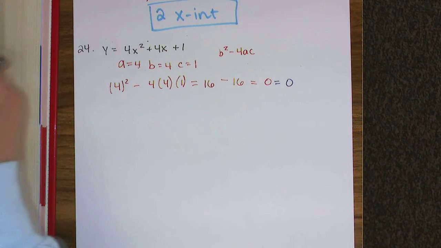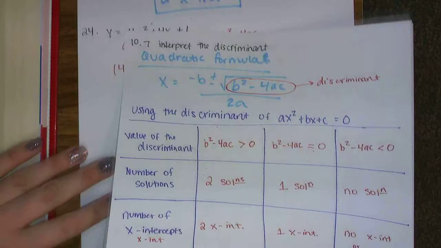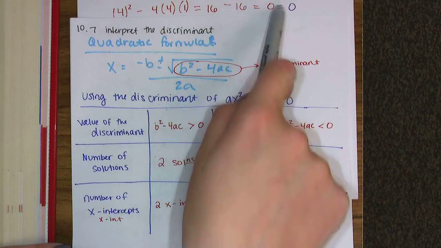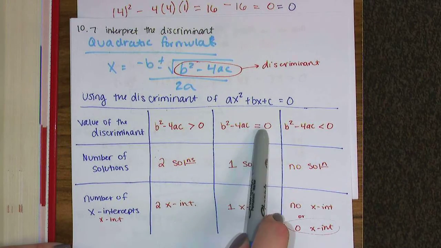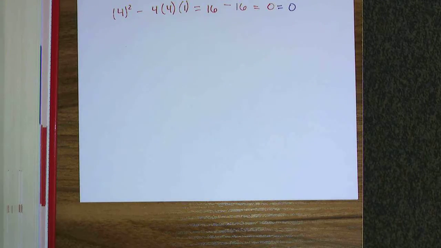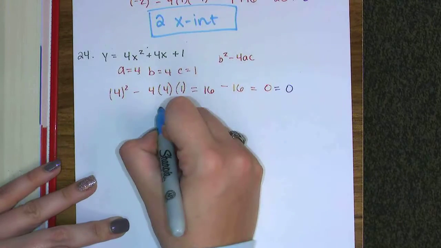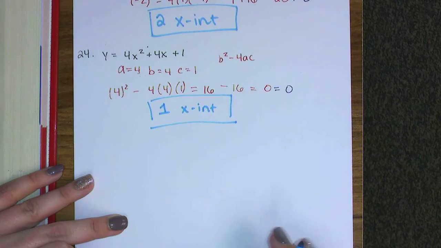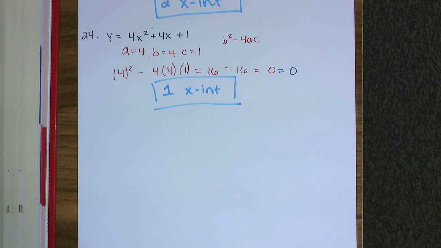And then we come back over here to our chart to see what happens. We're in the case where we're equal to 0, so I drop down to the x-intercepts. That means there is 1 x-intercept here. So 1 x-intercept. All right, one last problem, and then you can go work on these problems on your own and see how you're doing with them.